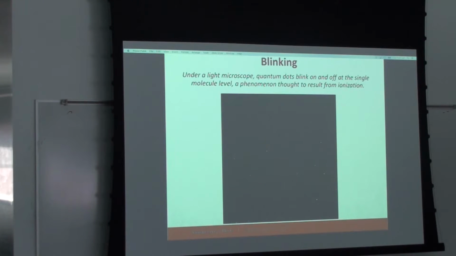Sometimes you want it to blink, sometimes you don't. Sometimes it's useful, sometimes it's not. Generally in biology, it's not useful. It messes up your ability to track things. If you're watching a molecule move, you lose track of it when it turns off.